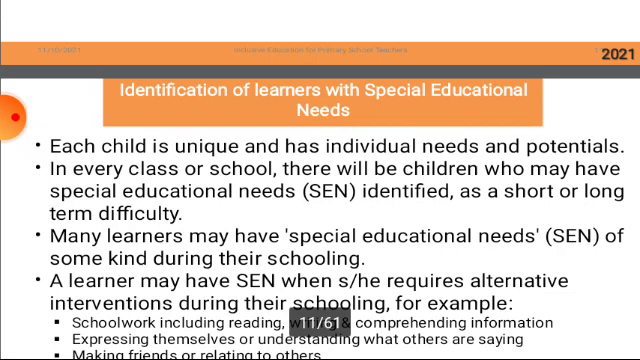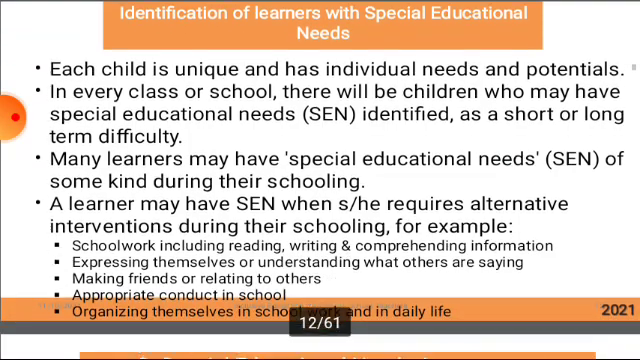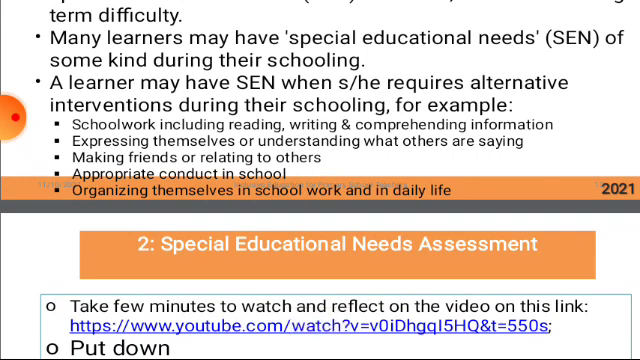Know that each child is unique and has individual needs and potentials. In every class or school, there will be children who may have special educational needs identified as a short or long-term difficulty. Many learners have special educational needs of some kinds during their schooling. A learner may have special educational needs when he or she requires alternative interventions during their schooling. For example, schoolwork including reading, writing, comprehending information, expressing themselves or understanding what others are saying, making friends or relating to others, appropriate conduct in school, organizing themselves in schoolwork and in daily life.